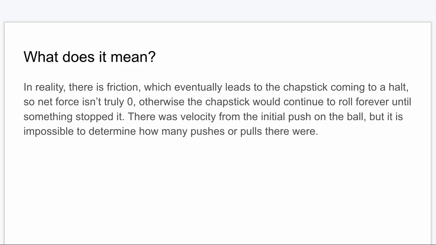What does it mean? In reality, there is friction, which wasn't included in the model, but it would eventually lead the chapstick to come to a halt, so net force isn't truly zero. Otherwise, the chapstick would continue to roll forever until something stopped it. There was velocity from the initial push on the object, but it is impossible to determine how many pushes or pulls there were.